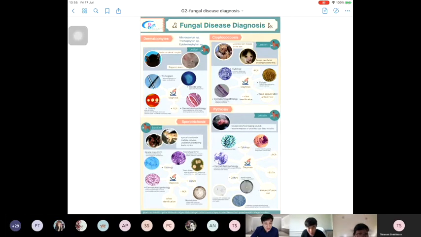Yeah, it's just a comment: in all of the infographics, once you put the name of the pathogens, it should be in italic style.